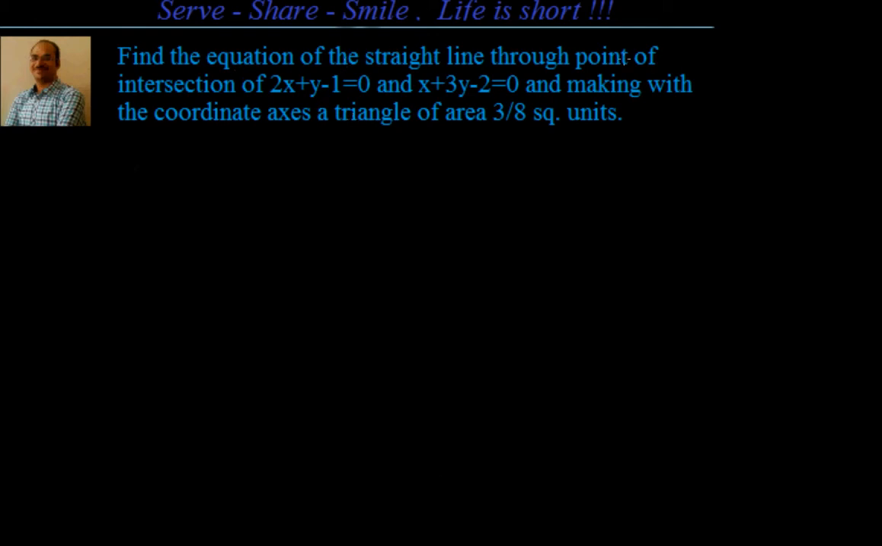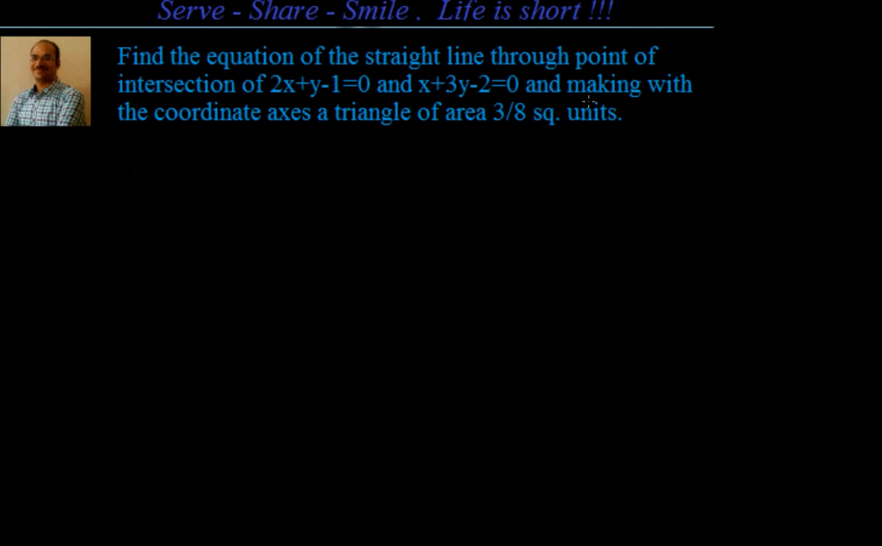Let's look at this example. Find the equation of the straight line through the point of intersection of two lines, 2x plus y minus 1 equal to 0 and x plus y minus 2 equal to 0, and making with the coordinate axis a triangle of area 3 by 8. Let me just try to understand.